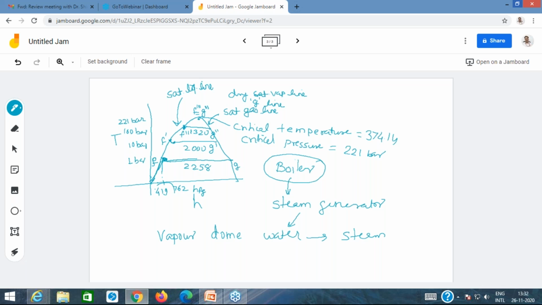When you go to the critical point, you don't have wet steam; you have saturated liquid, and suddenly you have dry saturated steam. So there is no boiling. In the market now, some boilers are operating above 221 bar pressure, so they are called supercritical boilers. The boilers which operate below 221 bar are called subcritical boilers, right? This you have to understand.